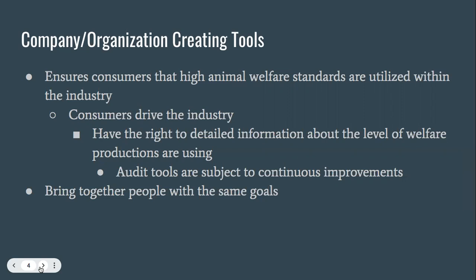Audit tools are subject to continuous improvements. Changes happen as issues with execution, technological advancements arise, and new scientific information is identified. And it's also used to bring people together with the same goals. Some of these goals include supporting and improving animal welfare practices in agriculture.